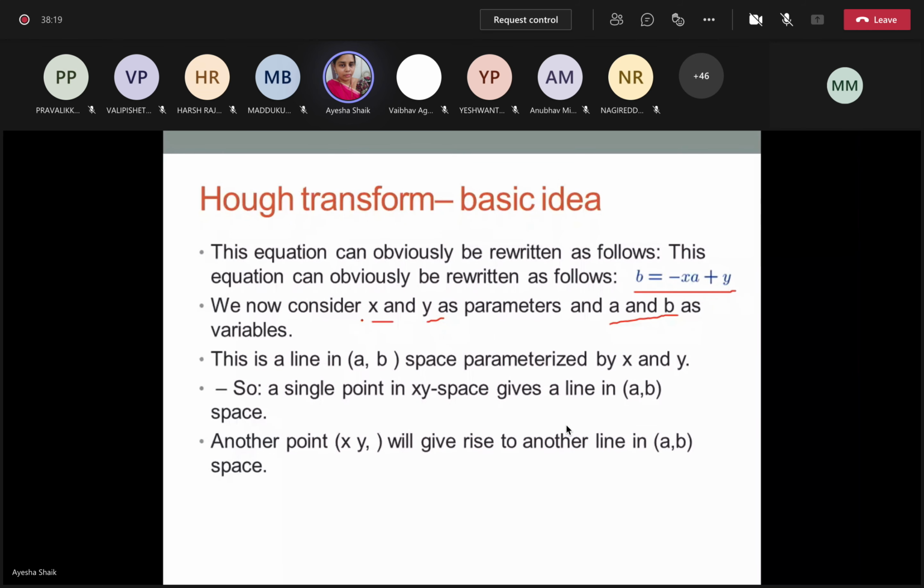Now after rewriting this equation like this, x and y become parameters and a and b become variables. So this is a line in AB space which is parameterized by x and y. Given some AB values, we need to find x, y such that this equation will be satisfied. What we have to understand here is that a single point in xy space gives a line in AB space, and another point xy will give rise to another line in AB space.